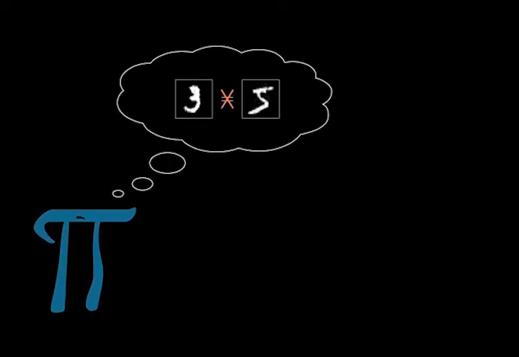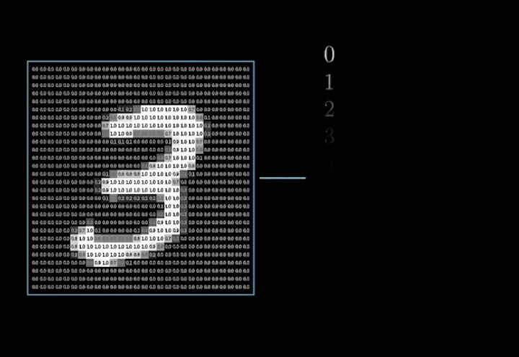But if I told you, hey, sit down and write for me a program that takes in a grid of 28 by 28 pixels like this, and outputs a single number between 0 and 10, telling you what it thinks the digit is, well, the task goes from comically trivial to dauntingly difficult.